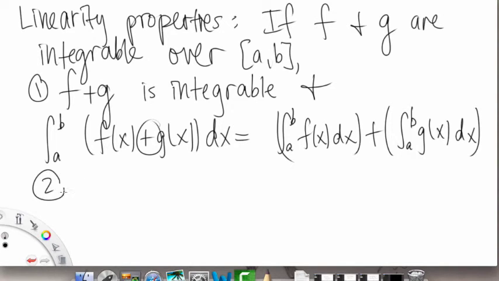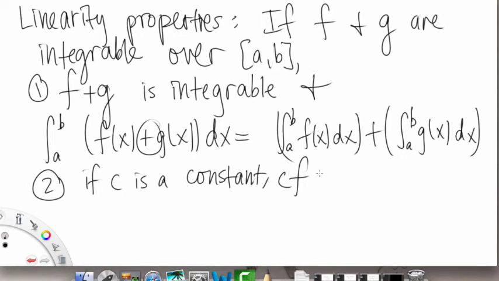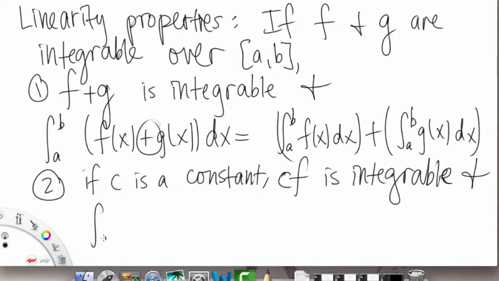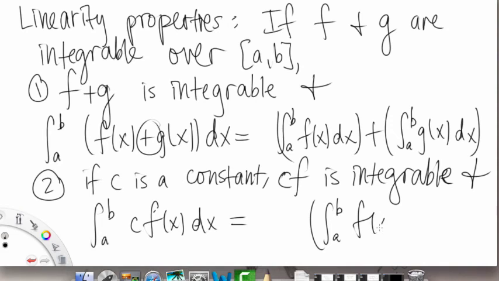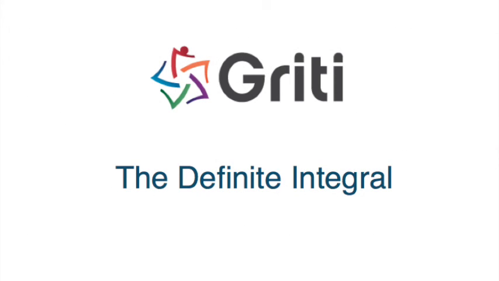The second linearity property is that if c is a constant, then c times f, the constant times the function, is integrable. I'm just going to keep saying both pronunciations until I figure that out. We have that the integral from a to b of c times f of x dx is equal to the integral from a to b of f of x dx multiplied at the end by that c outside. So we can always move a constant outside.